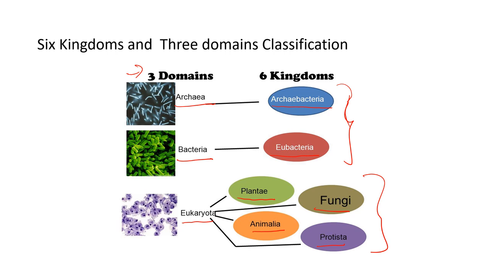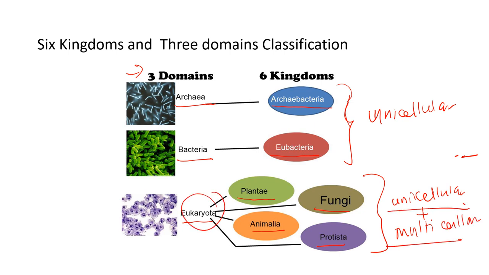The domains archaea and bacteria are unicellular. Eukaryota can be unicellular and also multicellular. Eukaryota are more complex organisms compared to the organisms in the archaea and bacteria domains.